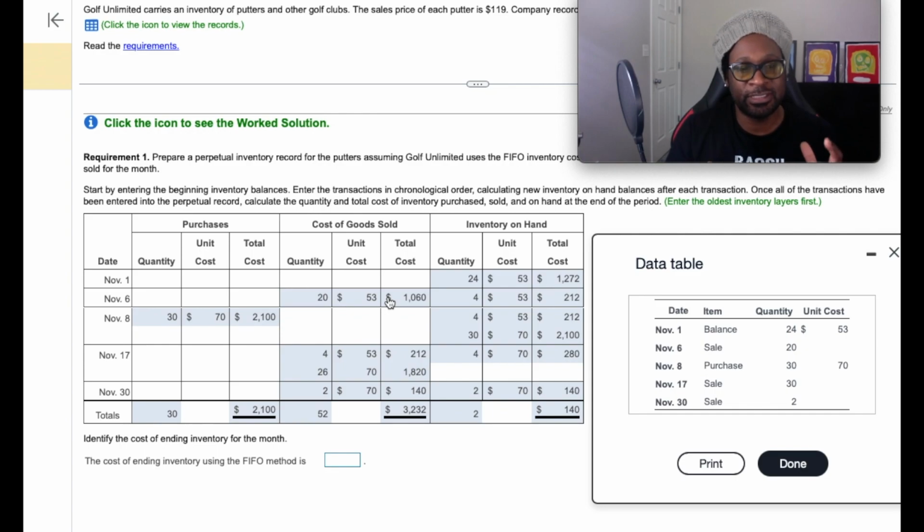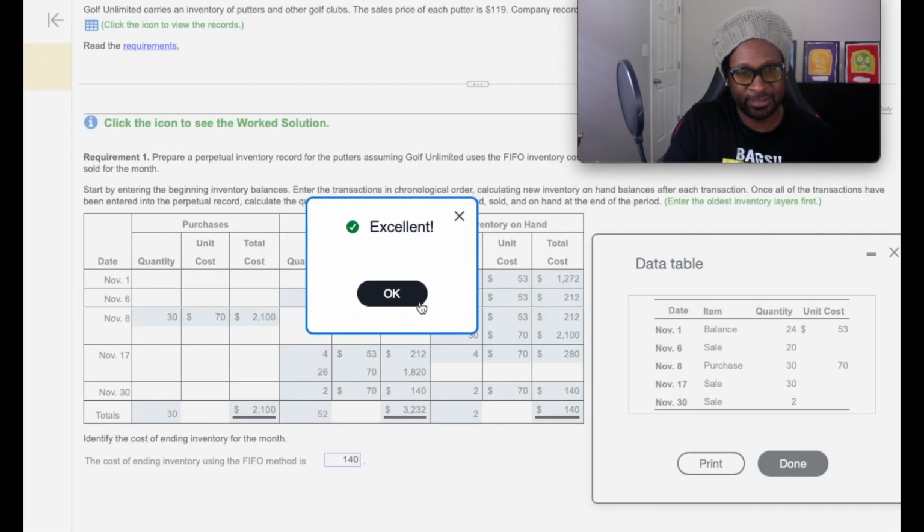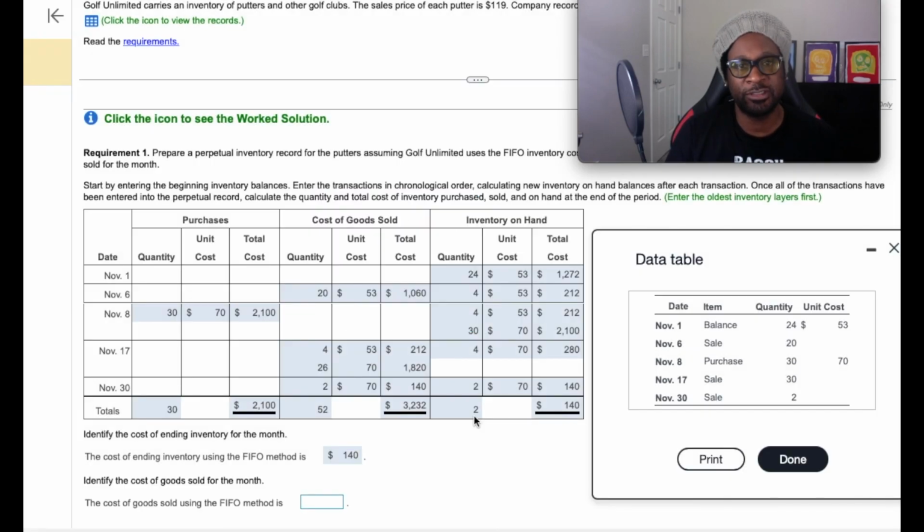So now they want us to identify the cost of ending inventory using the FIFO method. We already calculated, gang. We realized our ending inventory as of November 30th consists of 2 units left at a total cost of $140. We're going to check the answer. Excellent job. Next, we must identify the total cost of goods sold that will be reported on the income statement. We've already done that, gang. We know that our total cost now is $3,232. We're going to check the answer.